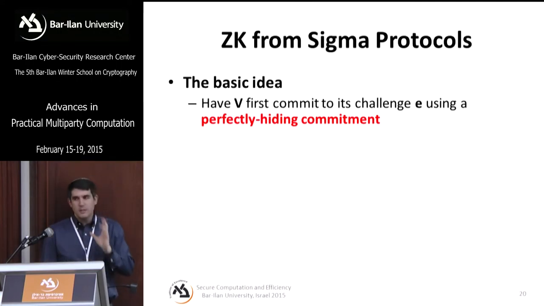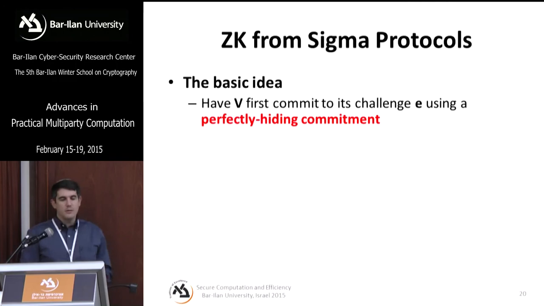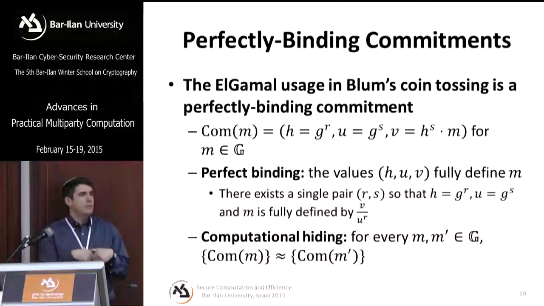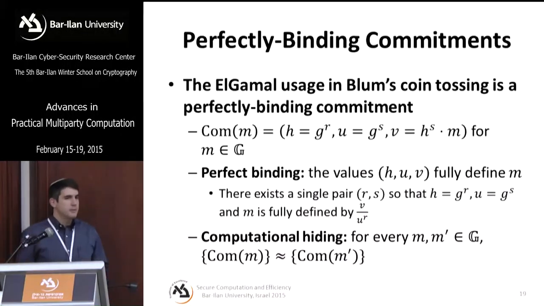I'm not going to go into too much why that is. It's a subtlety in the proof. But the basic idea is to have the verifier first prove that, or maybe before I do that, I should explain what the difficulty is in proving that sigma protocols are zero knowledge. Remember that in order to prove that something is zero knowledge, I need to be able to generate a transcript of the proof given only the input statement.